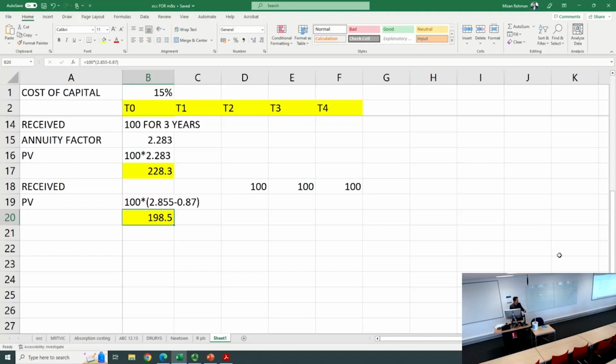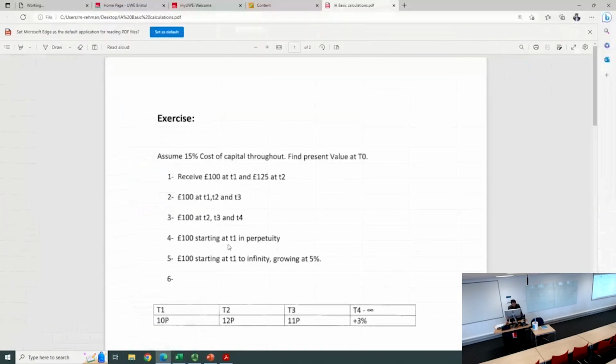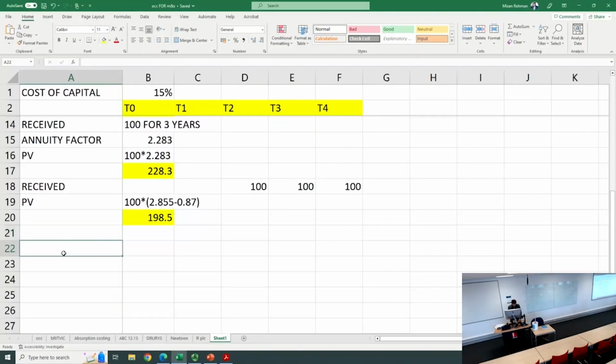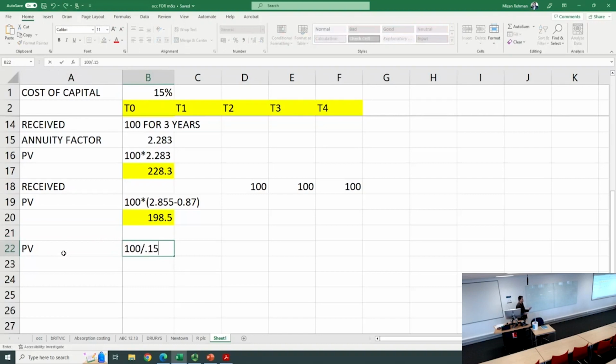Let's look at the next one. Every single one is slightly different, more interesting. £400 received in perpetuity, forever. You will be receiving £100 for the rest of your life. PV is 100 divided by 0.15. Simple, easy peasy. You simply divide the value by the cost of capital, 0.15.